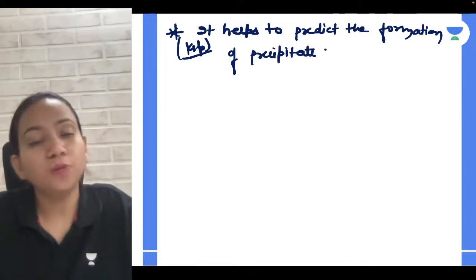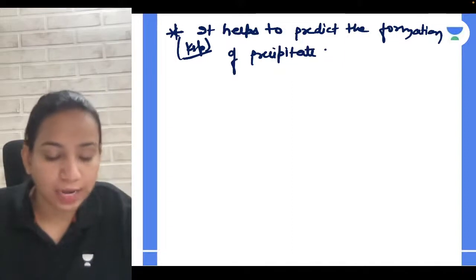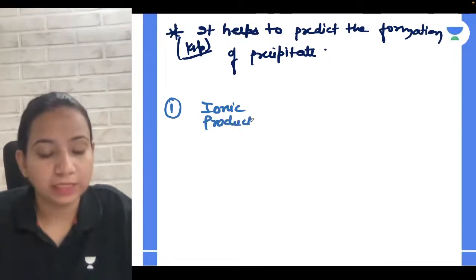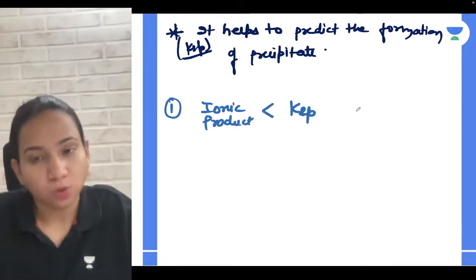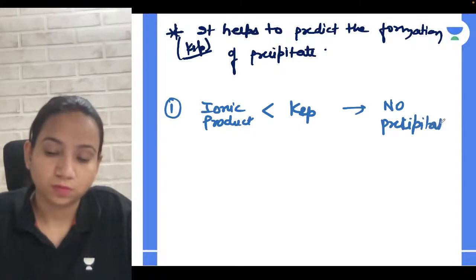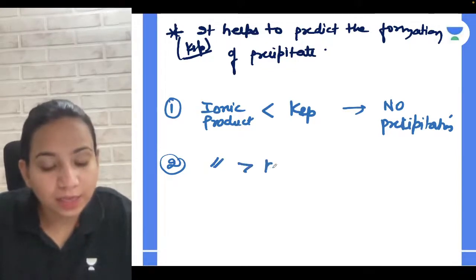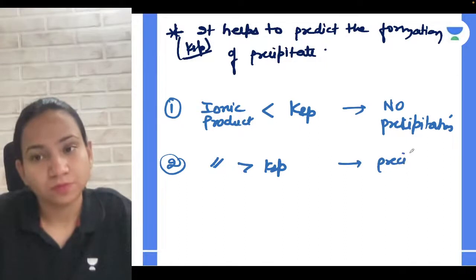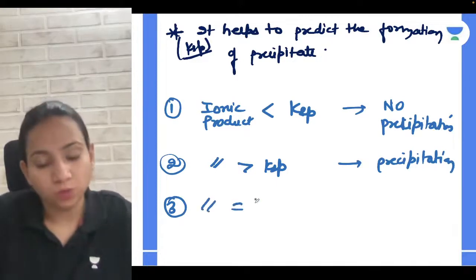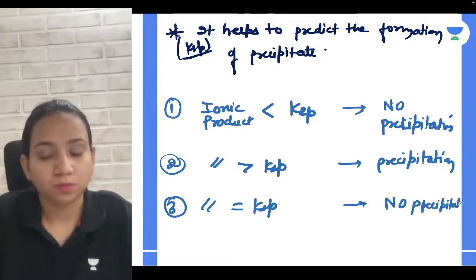So all of you know that at equilibrium we write KSP, but for any salt at any other condition, if you write it, that will be your ionic product. So it's very simple. If your ionic product is less than the solubility product, there will be no precipitation. If the ionic product value is greater than KSP, there will be precipitation. And if the ionic product is equal to KSP, there will be no precipitation.